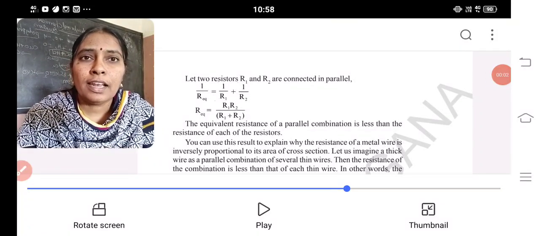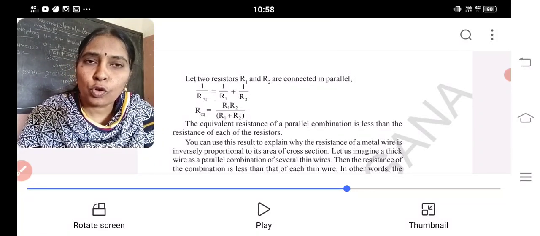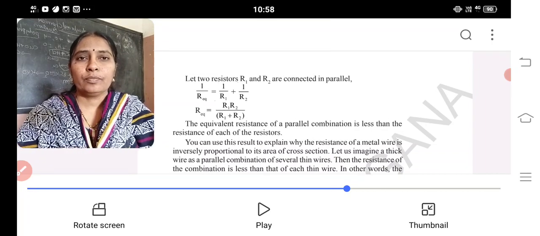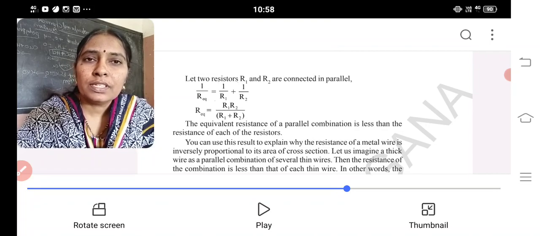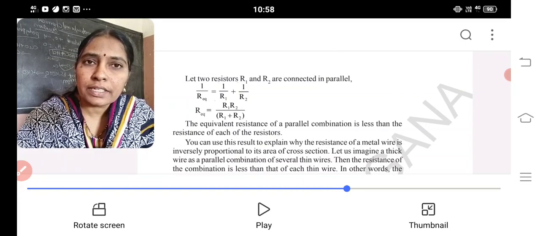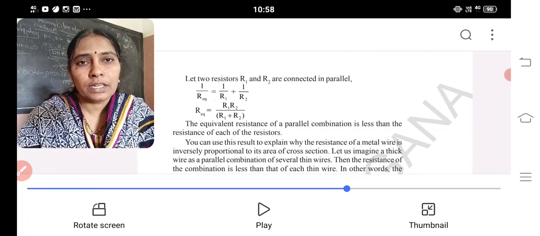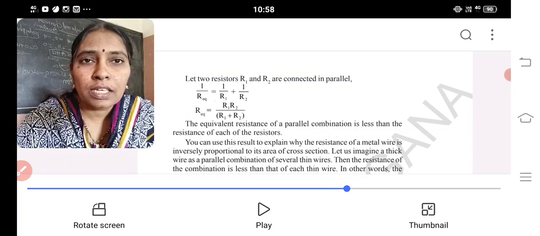Good morning children. In the last class we discussed a few topics of electric current. The first topic we discussed was electric circuits. What are electric circuits? When resistances are connected in series, what will be the equivalent or total resistance?